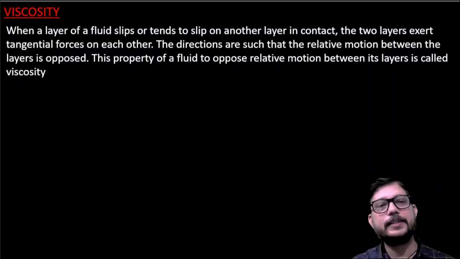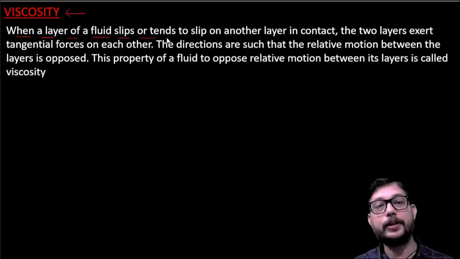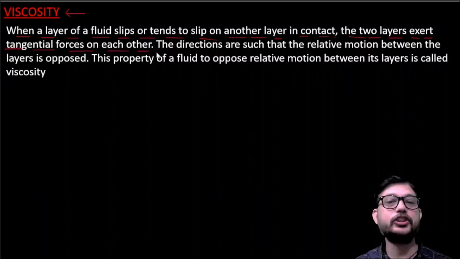Firstly, as you can see, here there is a term, and the term is nothing but viscosity. If we have to go through viscosity, then it is clear that when a layer of a fluid slips or tends to slip on another layer in contact, the two layers exert tangential force on each other.